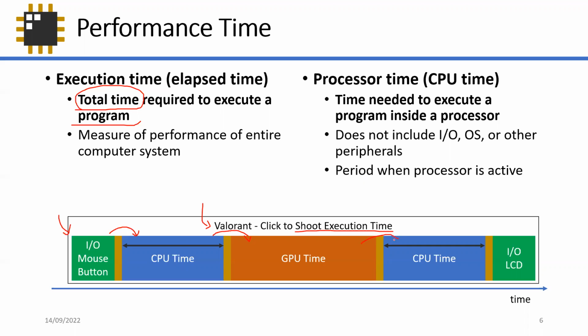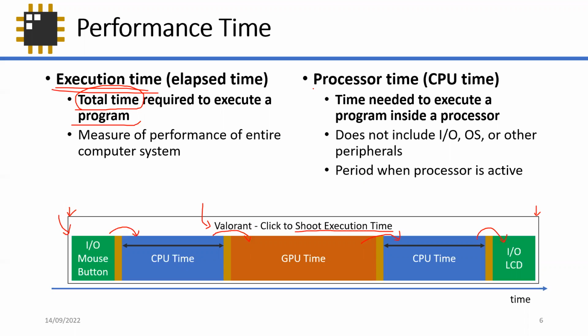Then it transfers again to the CPU and says, "Hey CPU, this is the data that you need. You're gonna have to display it in your LCD screen." So the entire thing here, from the beginning up to the end, is the execution time. So that's the total execution time of a program.